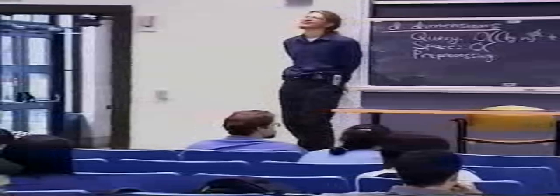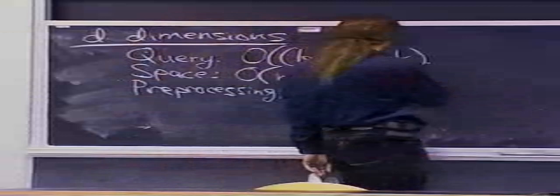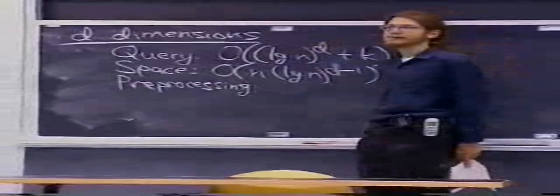Basically, to store the primary tree just takes order n space. To store all the secondary trees takes order n log n space. And to store the tertiary trees takes n log n squared space. Maybe that's what you said. You add all those up. The dominant term is the last level. So it's actually n log n to the d minus 1 power, because one dimension only takes linear space. So each time you add a dimension, you add on a log n factor.